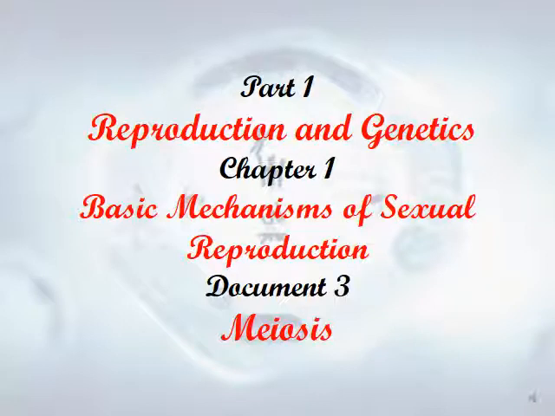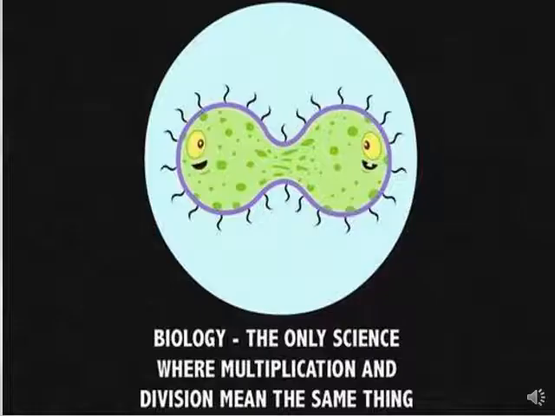So in this part we're going to talk about the basic mechanisms of sexual reproduction, meiosis, and also we're going to talk about mitosis. So let's start first with a good piece of information here. Biology is the only science where multiplication and division have the same meaning. Multiplication means that they increase the number of cells. Division also means the increase in the number of cells. So the only science where multiplication and division have the same meaning is biology.